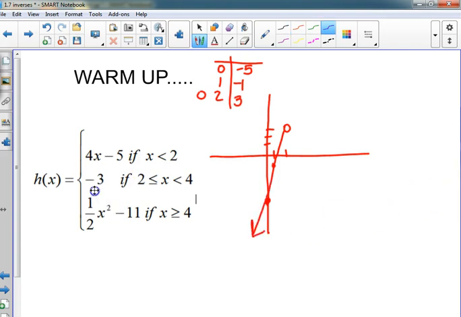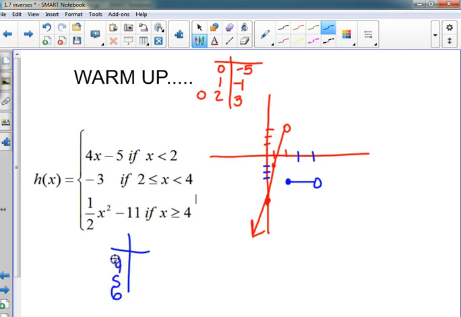Now what? A horizontal line down at -3. Solid dot at 2, over to 4. Open dot at 4. Yes, good call. All right, then what's this shape? Parabola, starting at 4.